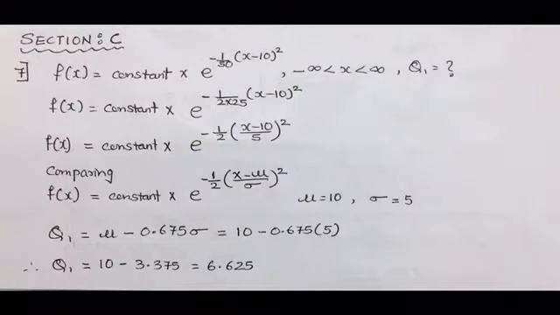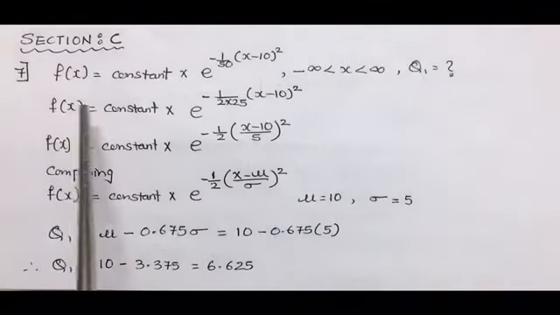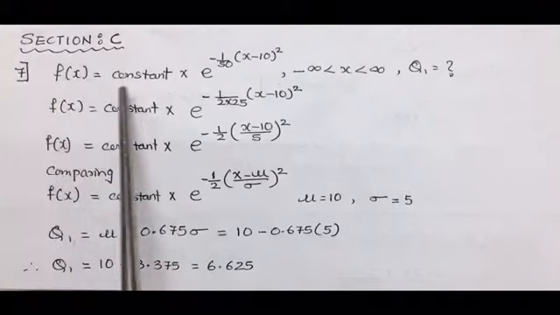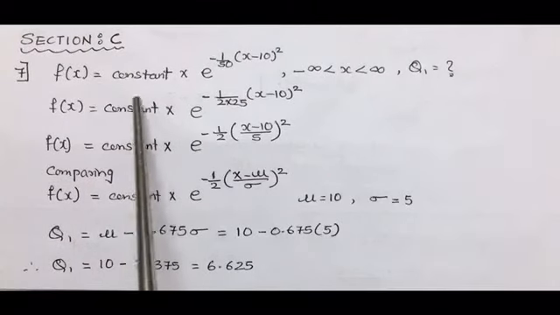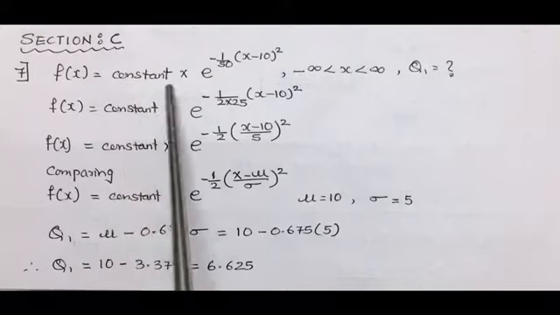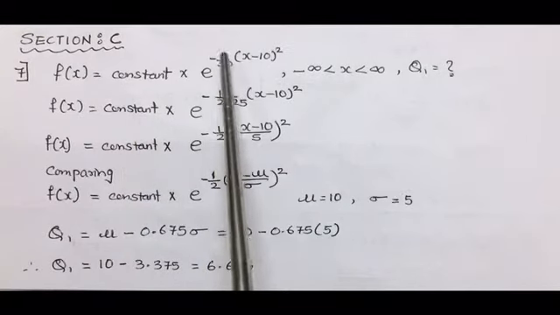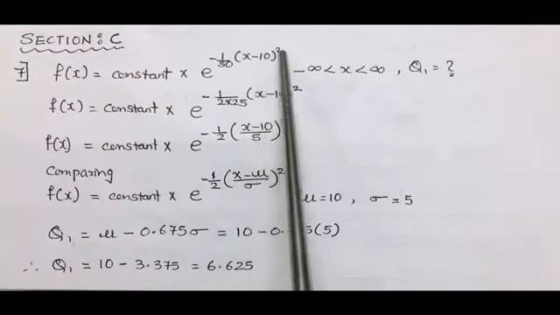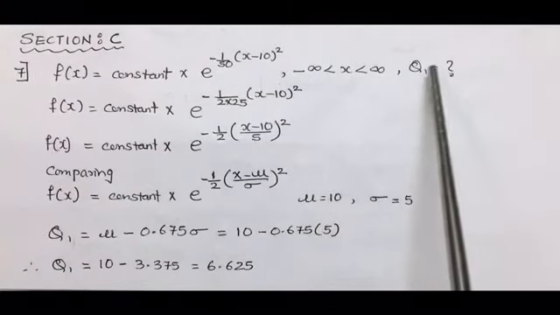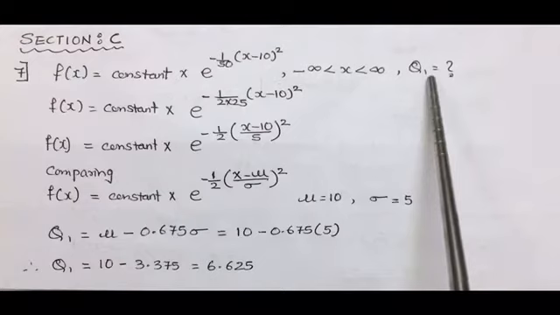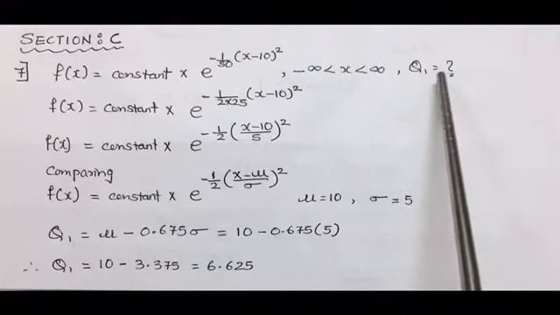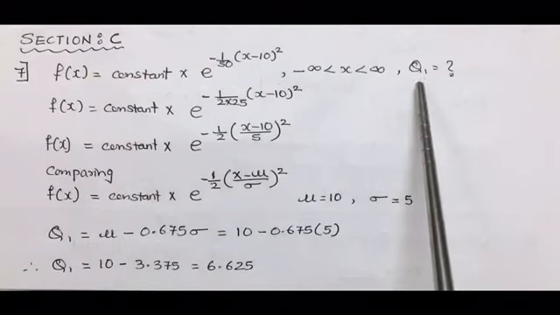Chapter 3 Normal Distribution, Exercise 3, Section C, question number 7. The question is given as f(x), that is, a probability density function, equal to constant into e raised to minus 1 by 50 (x minus 10) whole square. We need to calculate the value of the first quartile. First quartile means Q1. Now to calculate the value of Q1, we need mu and sigma.